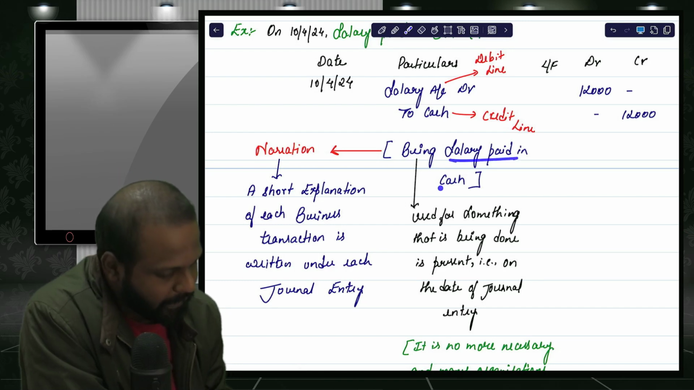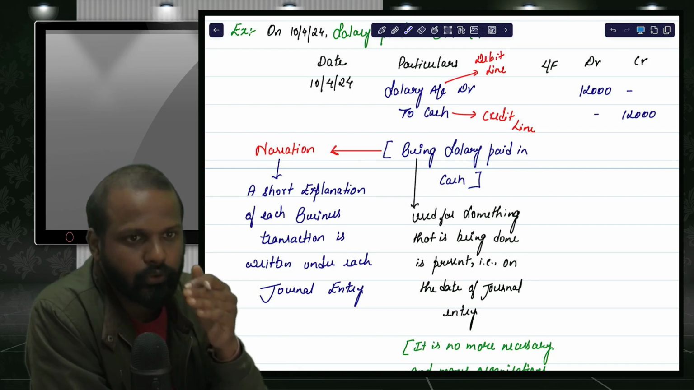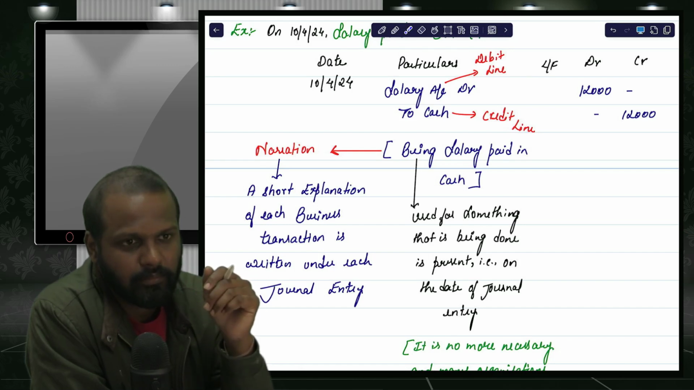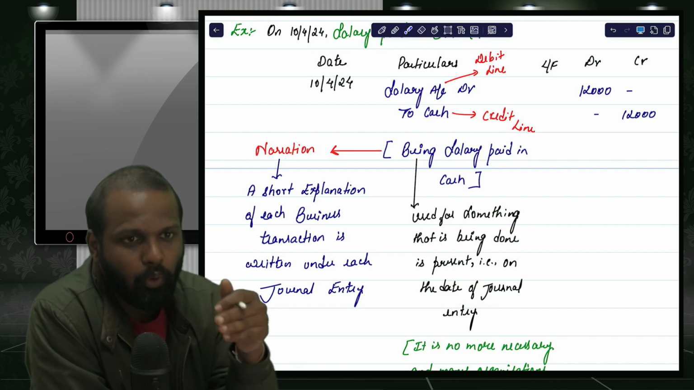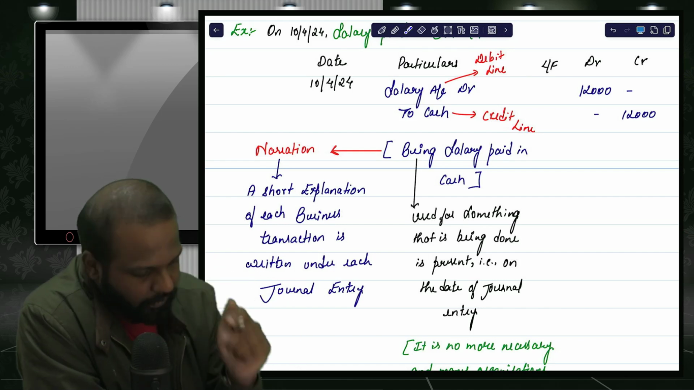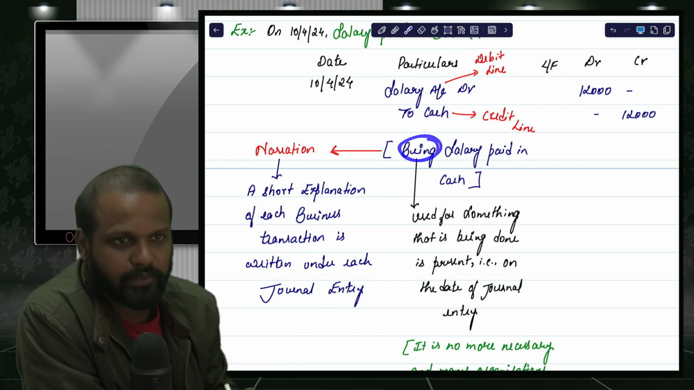Being salary paid in cash, being goods sold for cash, being goods purchased for cash, being electric charges paid, being amount paid to creditors, suppliers of the goods. So whenever we write narration, we start with the word "being".